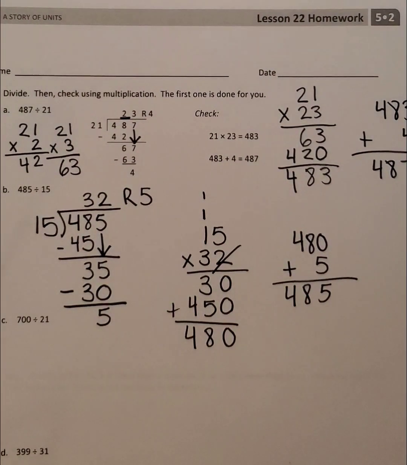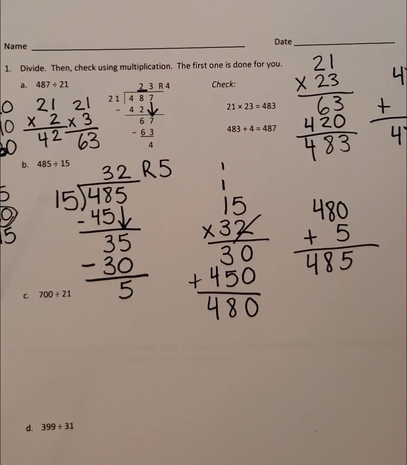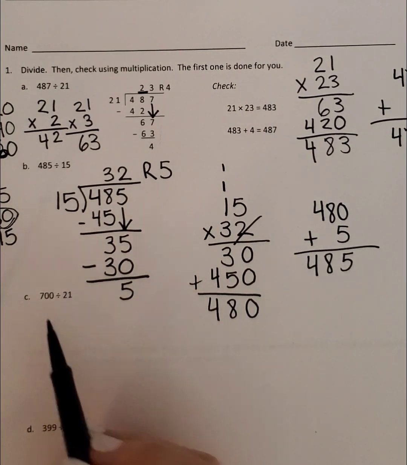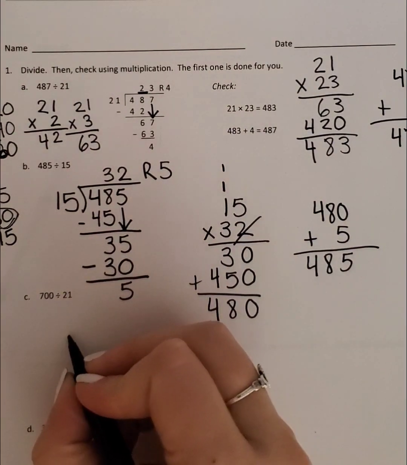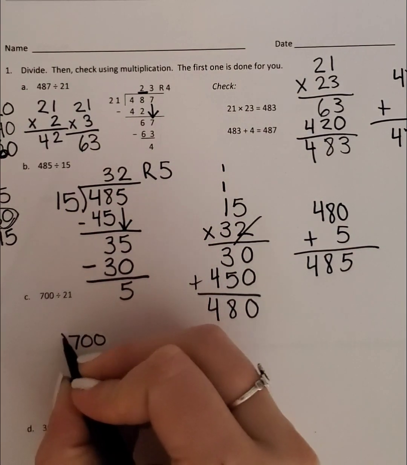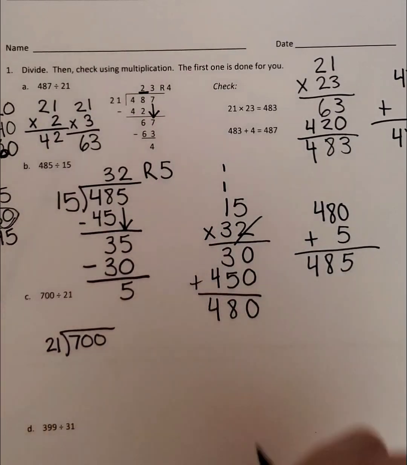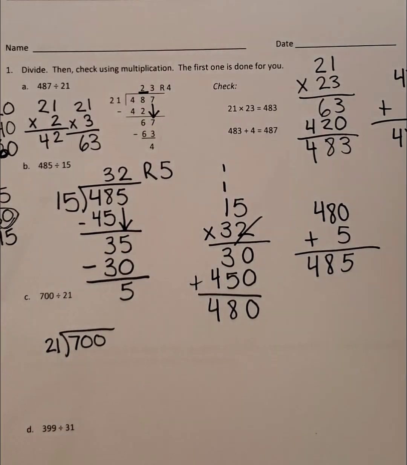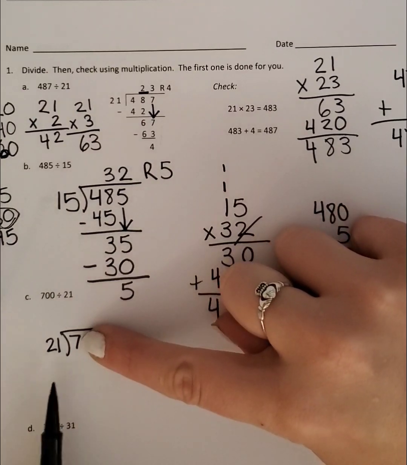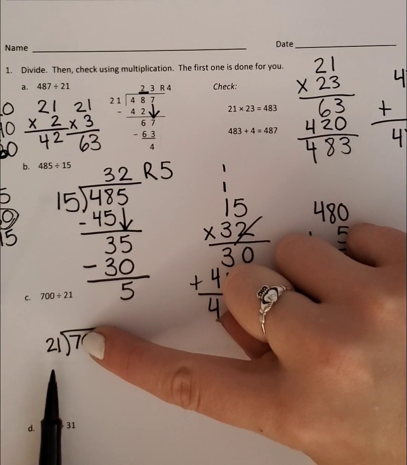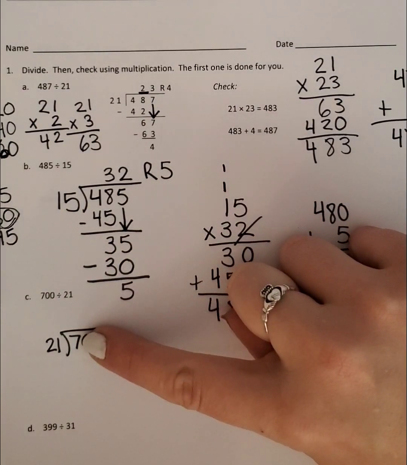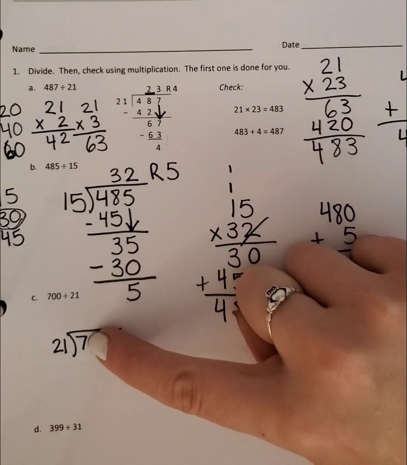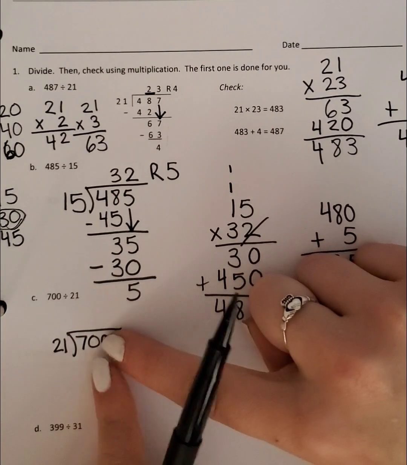I'll do one more with you, and then the rest is on you for homework, okay? Letter C, 700 divided by 21. And again, we start at the first digit in the hundreds place, the 7. 7 divided by 21. I can't do it. I cannot fit any 21s into 7. If I have 7 people, I cannot make a group of 21. So I have to scooch to the tens place.